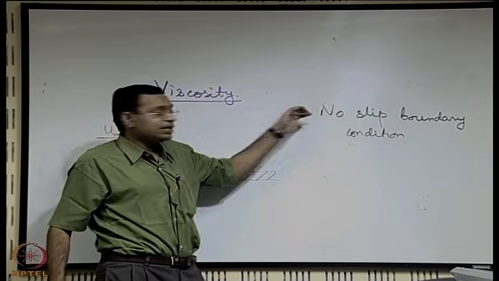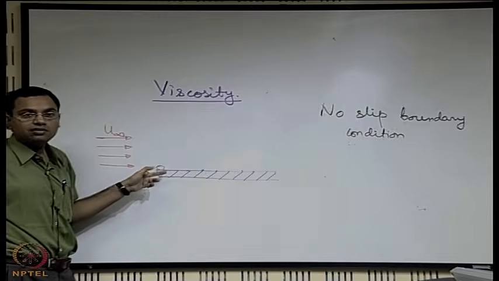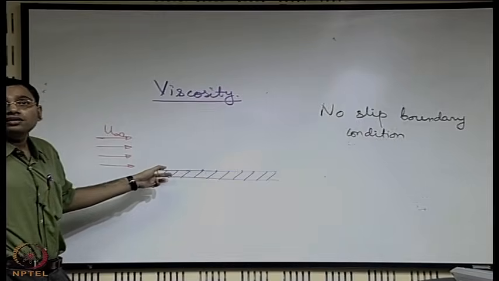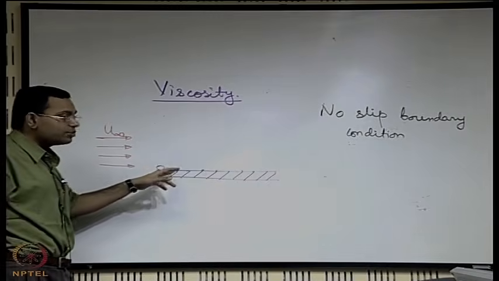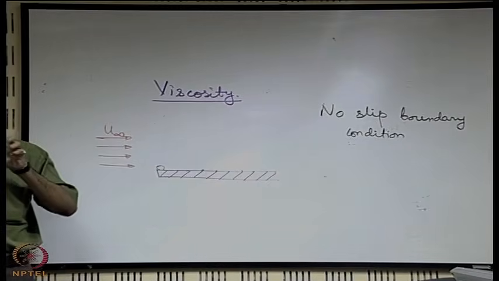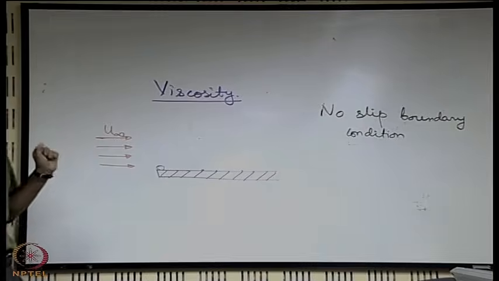Let us try to look into an example, in the context of gas flow, where the no slip boundary condition does not work. So let us say that you have gas molecules, but not a very large number of gas molecules. Then what will happen?